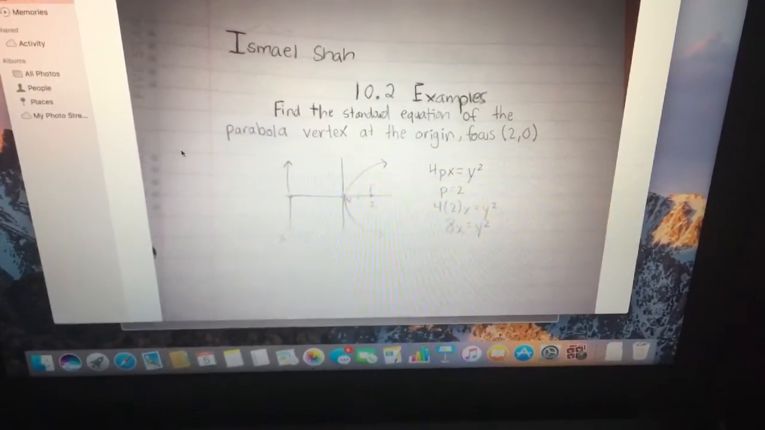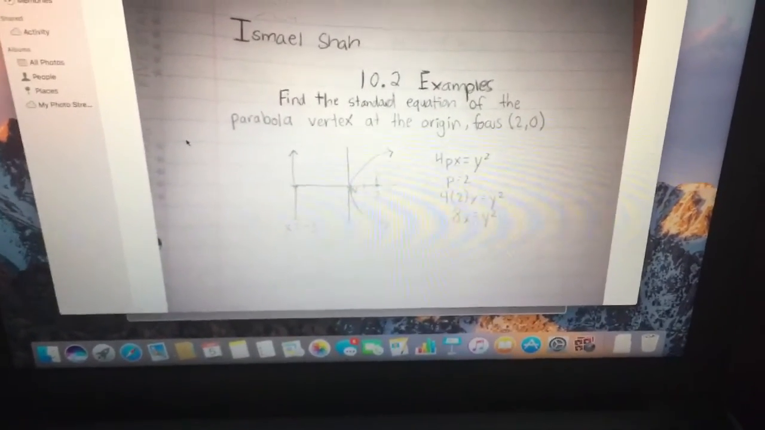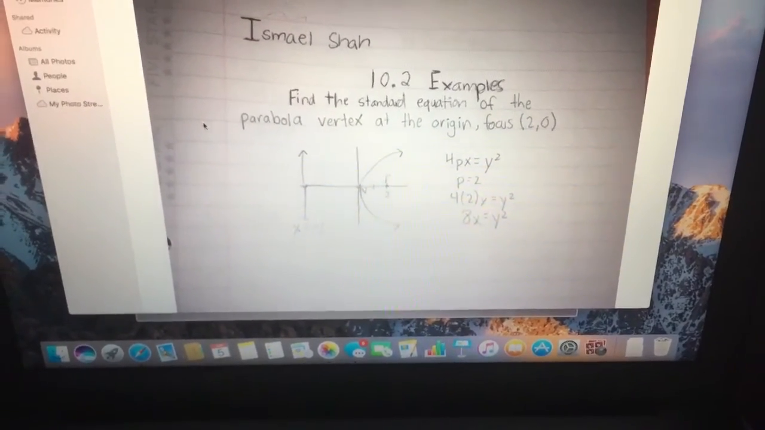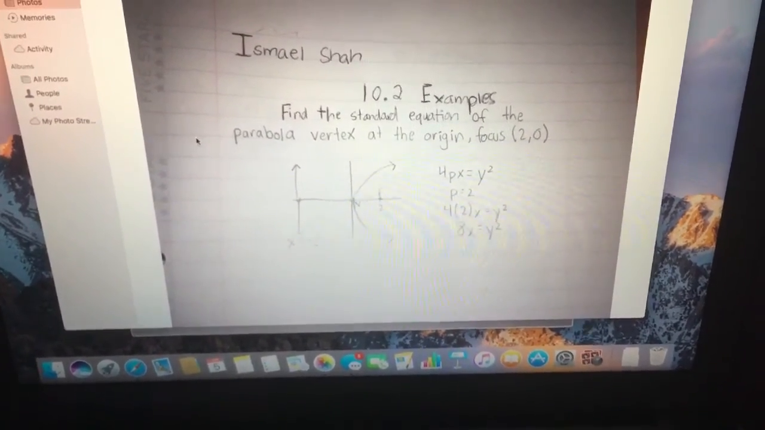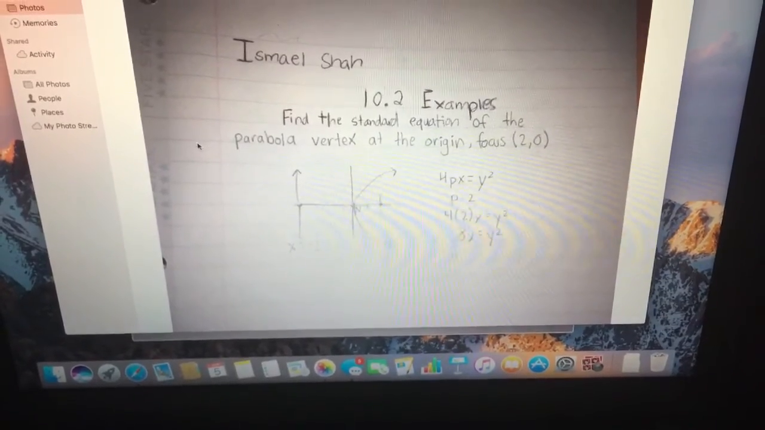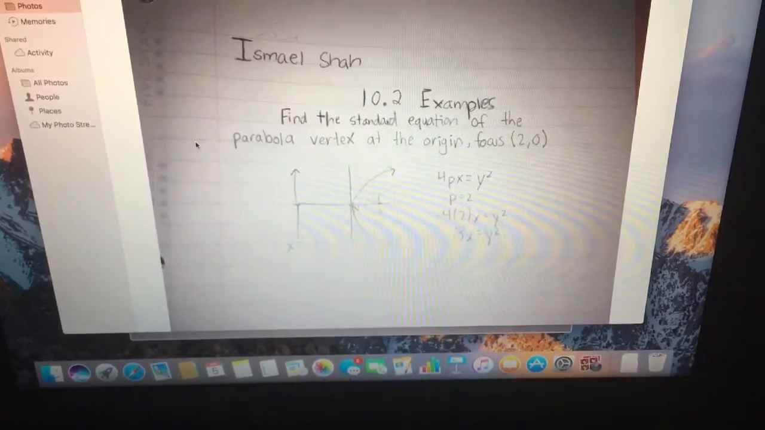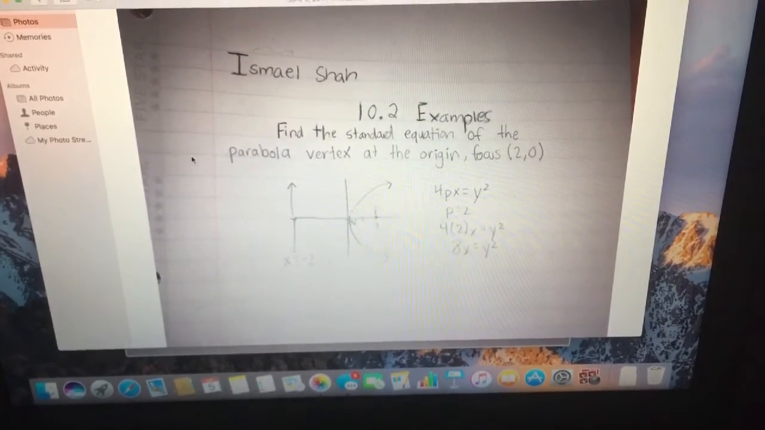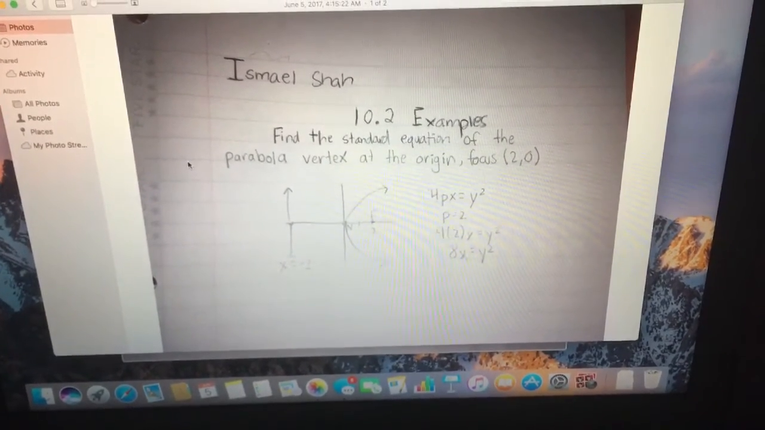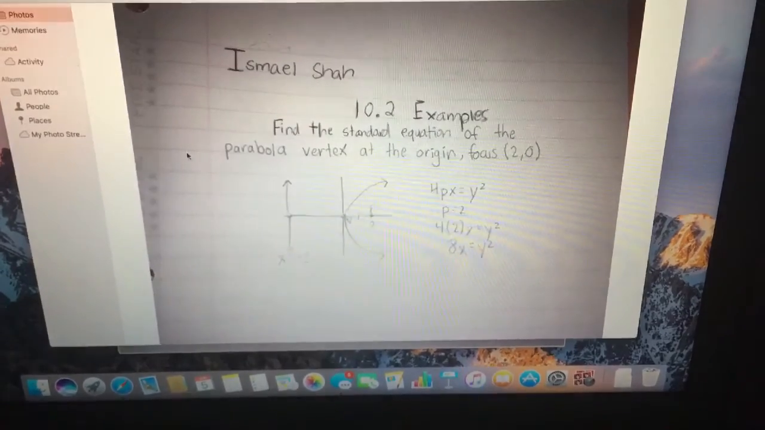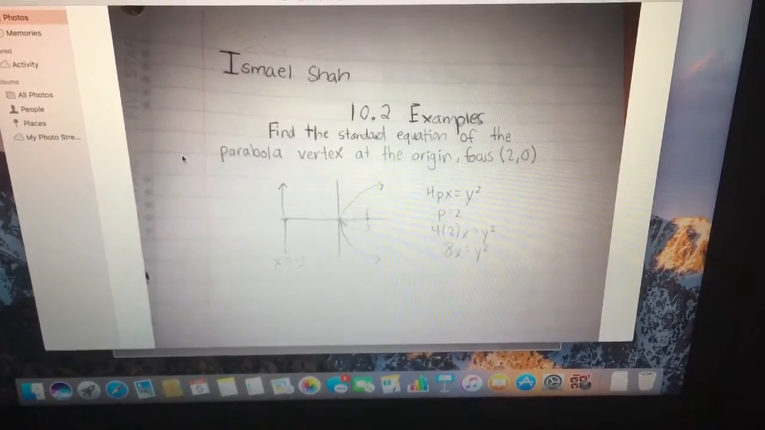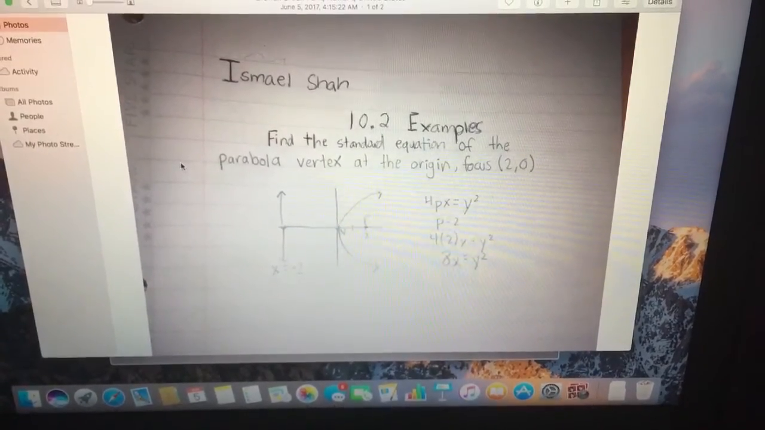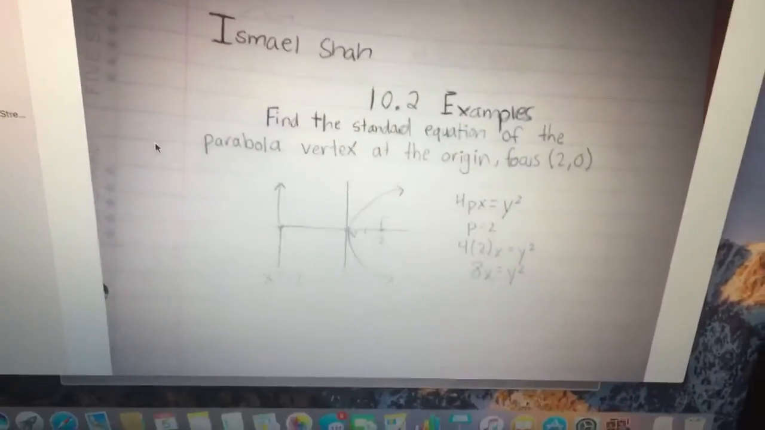So the first example I did for 10.2 was find the standard equation of the parabola vertex at the origin, focus (2, 0). So the first thing you should do is sketch the given information, because it helps you find the parabola. My focus is at (2, 0), so I'm going to put my focus right there.